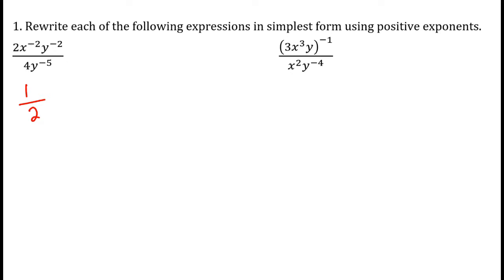X to the negative 2. I don't see any x's in the denominator, so we should know that x to the negative 2, the negative means flip it, and I'm left with 1 over x squared. So I have an x squared in the denominator.